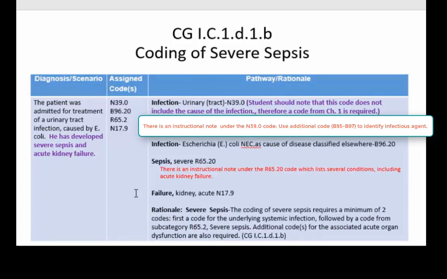make is that it's not good enough to just have the right codes. You must have them in the correct order. And this guideline, and many guidelines, tell us how to order the codes. This first one says a code for the underlying systemic infection is first, that's your N39.0, followed by a code from subcategory R65.2, and then an additional code for the associated acute organ dysfunction, and that's your acute kidney failure here. Now the B96 code would go after N39 because they go together. The B96 is saying E. coli is the reason for this UTI. So this would be the correct sequence of this diagnostic statement.